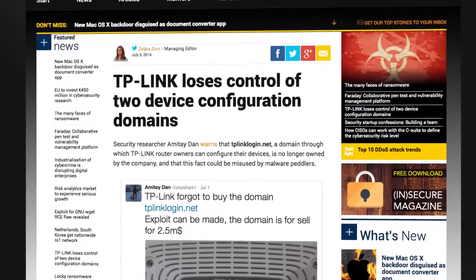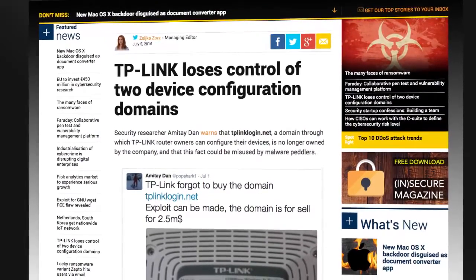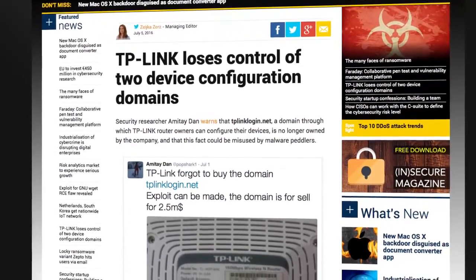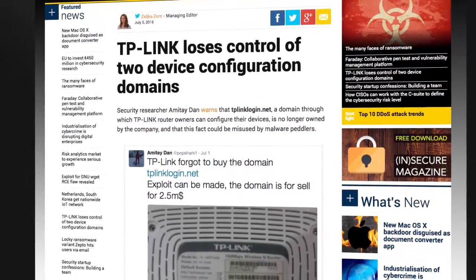And they apparently lost control of two domain names that they use for configuring their devices. Basically what happens is when you plug one of these devices into your network and you go to configure it, you go to one of these domain names and it won't go out and look it up, but it will intercept it, so you use this domain name to configure your device. So TP-Link actually lost control of two of these. Basically, the domains expired and they forgot to renew them. That's the basic gist, right.